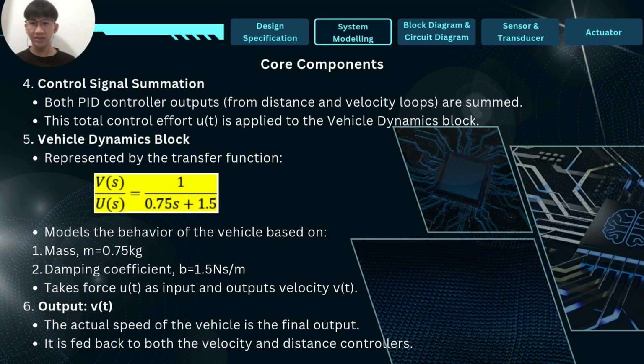First, the outputs from the distance and velocity PID controllers are summed to form a total control effort, UT. This represents the force applied to the vehicle. This signal is then sent to the vehicle dynamic block, which models how the vehicle responds.